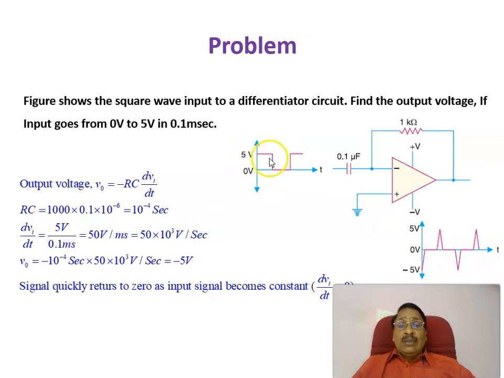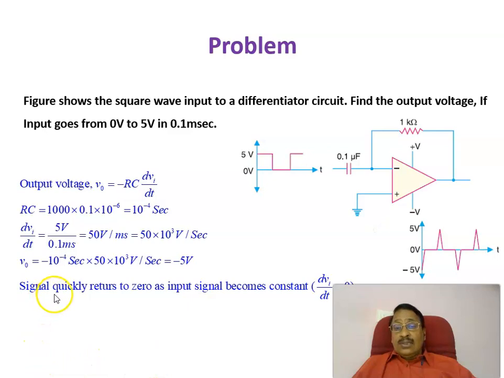Therefore, when a waveform of this type is given at the input of a differentiator, the output will be a series of spikes, whose amplitude is decided by minus RC into dVi by dt. The minus sign shows that whenever there is a positive change, from 0 to 5 volt, you will be getting a negative spike, and when the change is from plus 5 to 0, you will be getting a positive spike. For an input of this type, you will be getting an output like this one for this differentiator.